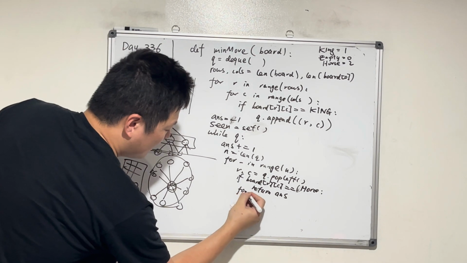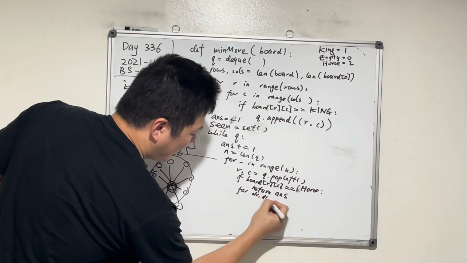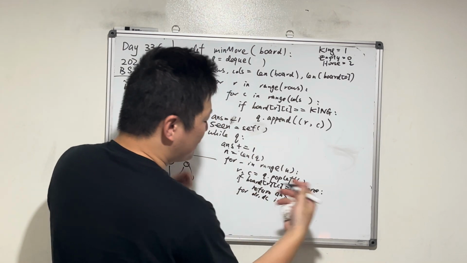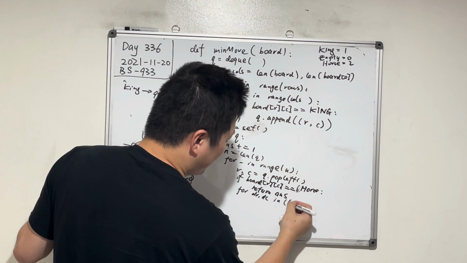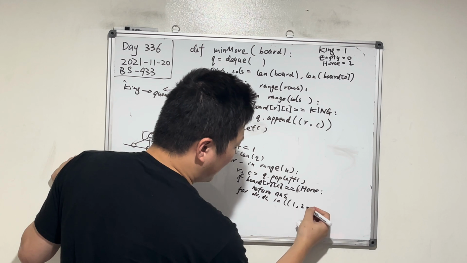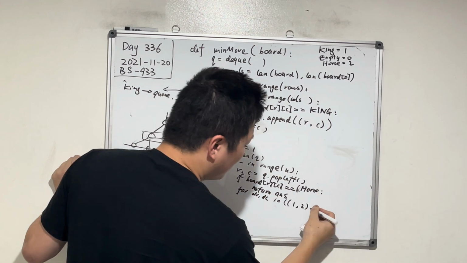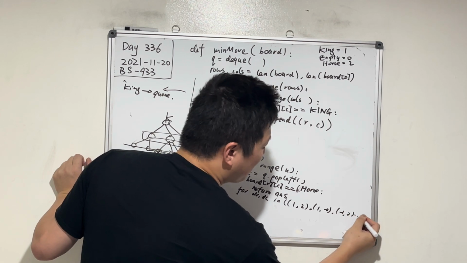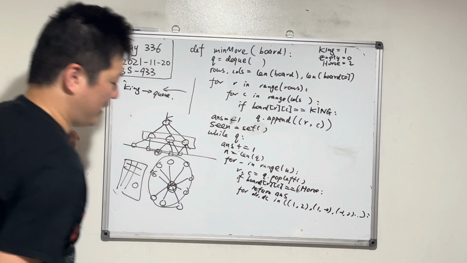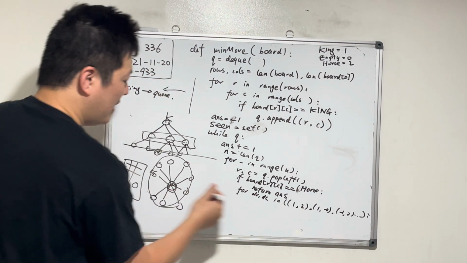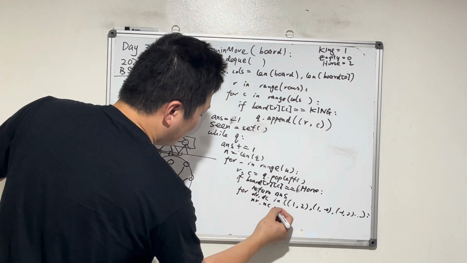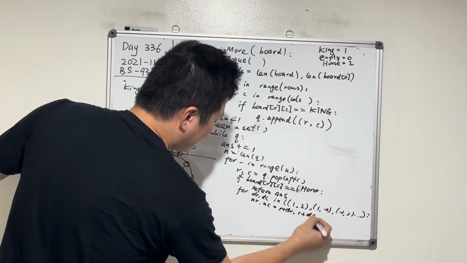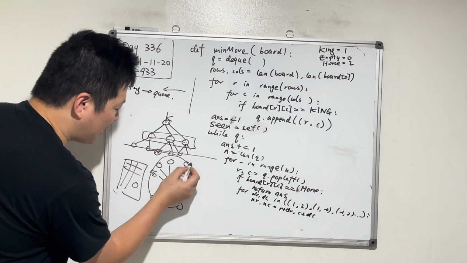So for, let's say, dr, dc in the 8 positions, we can use a list of coordinates, or an array of coordinates. Let's use tuples: 1, 2; 1, minus 2; minus 1, 2. This is the offset. There are 8 of them. I'm not going to write all of it, you know the 8 positions. Then I need to say nr, nc equals r plus dr, c plus dc. This is the position of the next node.